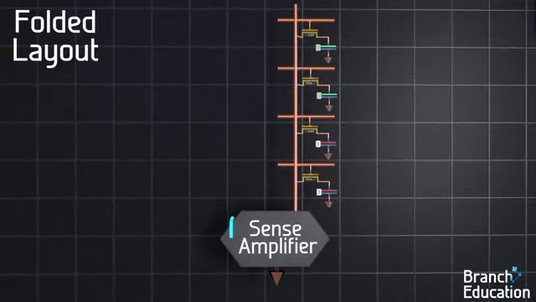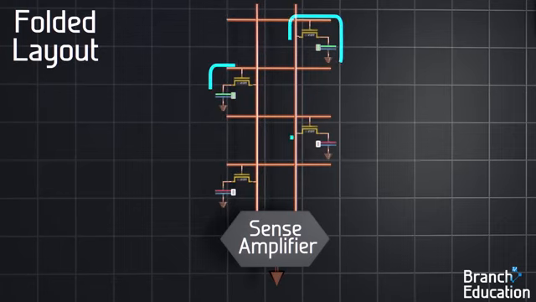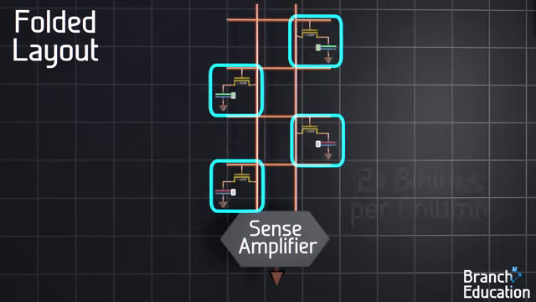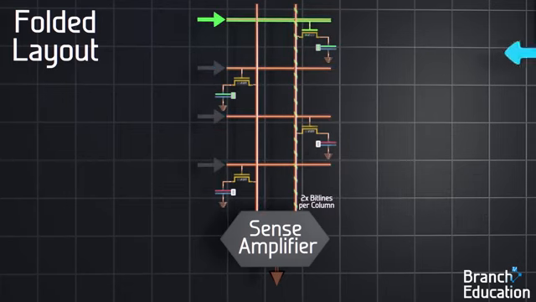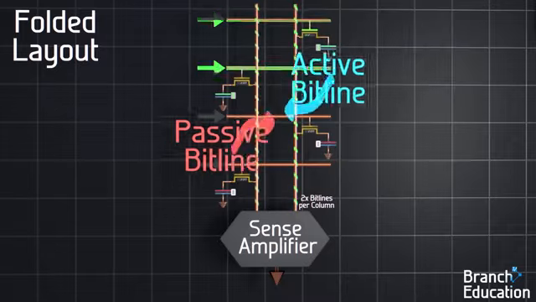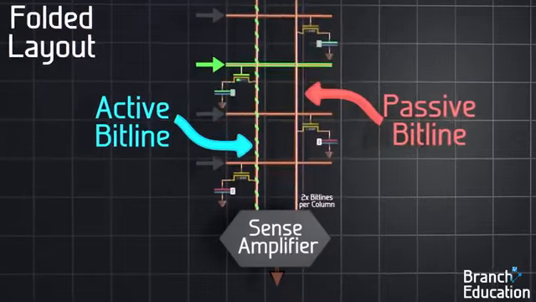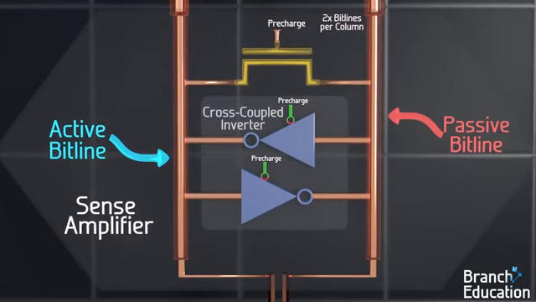Remember how we had a sense amplifier connected to the bottom of each bit line? Well, this optimization has 2 bit lines per column going to each sense amplifier, and alternating rows of memory cells connected to the left and right bit lines, thus doubling the number of bit lines. When one row is active, half of the bit lines are active, while the other half are passive, and vice versa when the next row is active. Moving down to see inside the sense amplifier, we find a cross-coupled inverter.